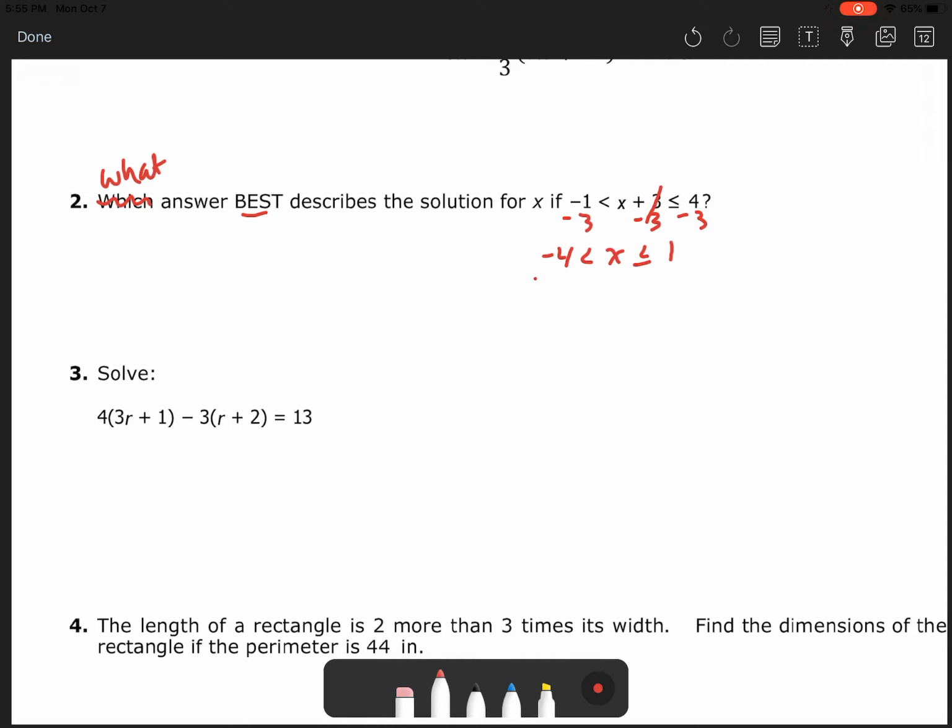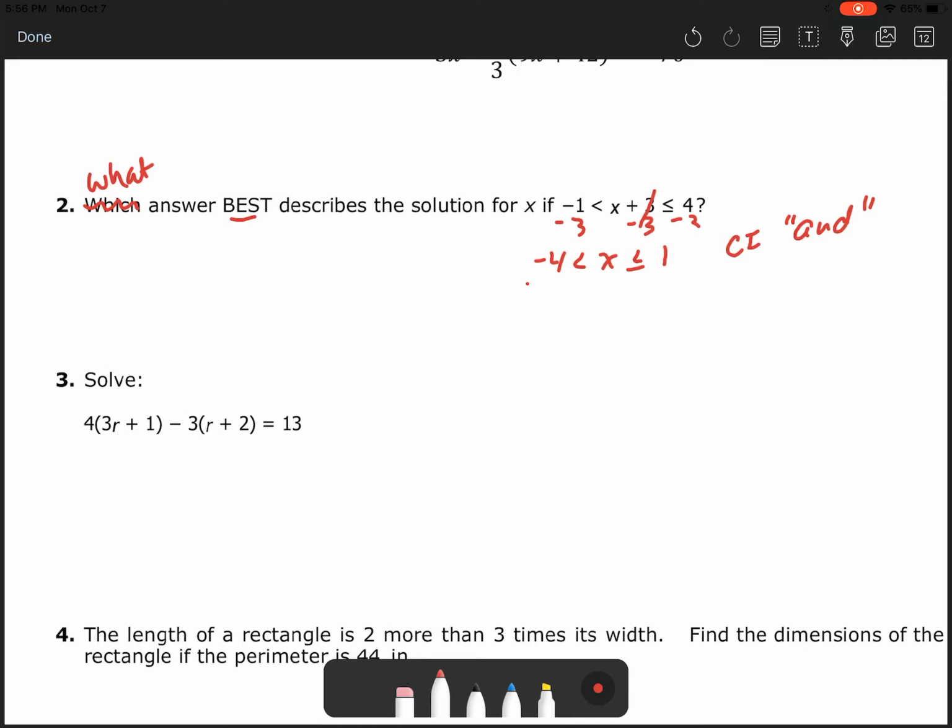And this means that this is an and. This is a compound inequality. Now I'm just going to put CI. This is a CI, and it's with an and. Okay, we know it's an and because it's included in here, and our symbols are going in the same direction. It's not opposite what we think. Our smallest number is on the left side of our inequality, and the largest number is on the right side.